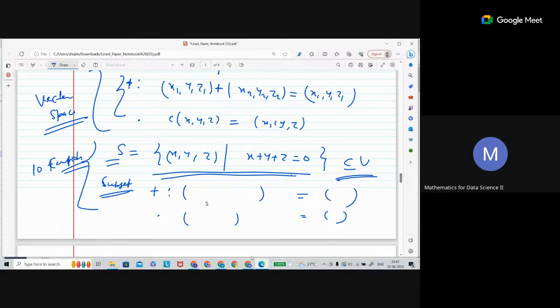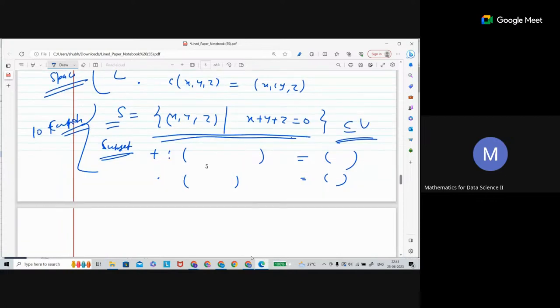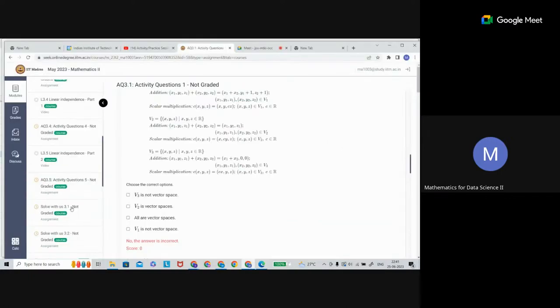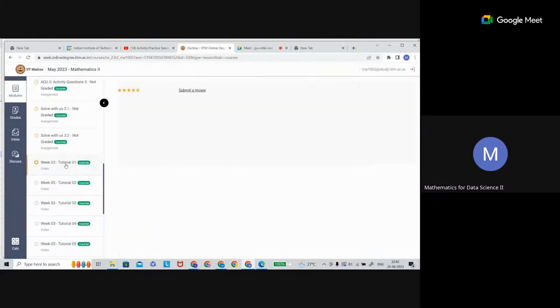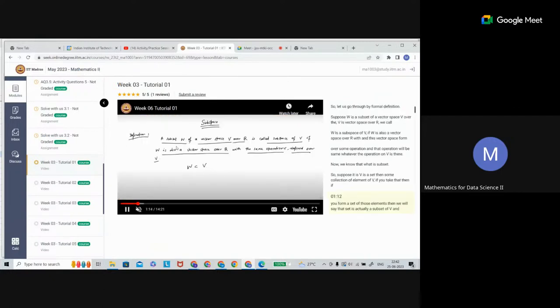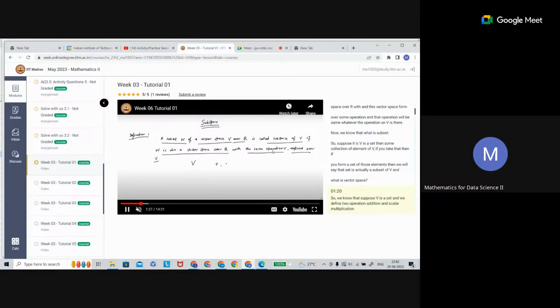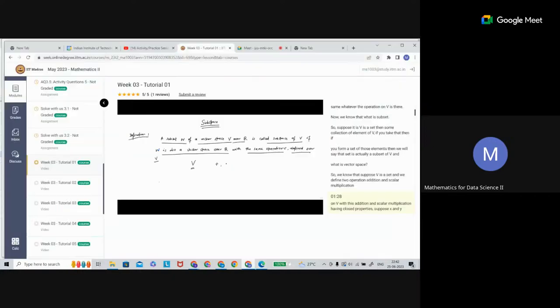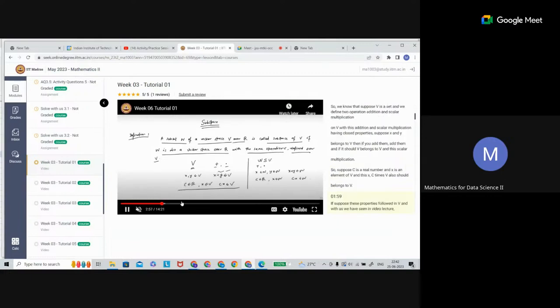What is the subspace? How can I easily check? The simple way is to find the zero vector. Let me show you where the subspace is. There are many ways to say that, but I need to go with how the tutorial checks whether it is a subspace or not. See that definition: a subset W of a vector space V over R is called a subspace if W is also a vector space over R with respect to the same operation. That's why I took the same operation, right? With the same operation on a subset. This is the definition of subspace.